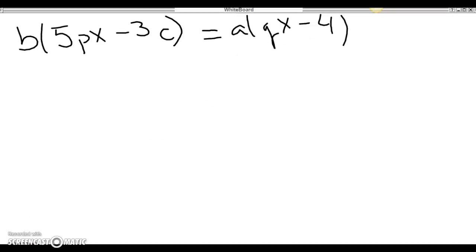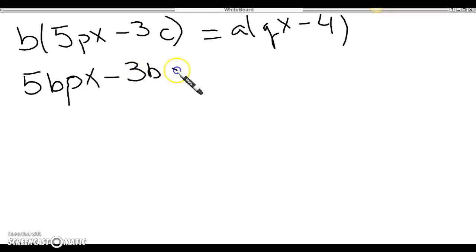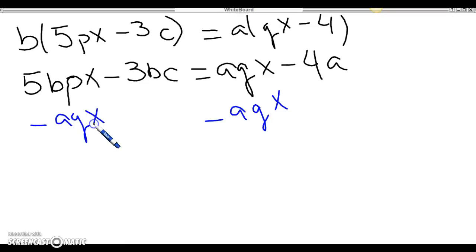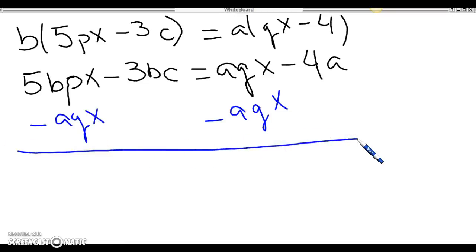So the first thing I'm going to do is distribute. So I'm going to get 5bpx minus 3bc equals aqx minus 4a. Alright, so now I'm going to move all of my x terms to one side and all of my other terms to the other. So I'm going to subtract this aqx from both sides. And while I'm at it, I'm going to go ahead and add this 3bc to both sides.